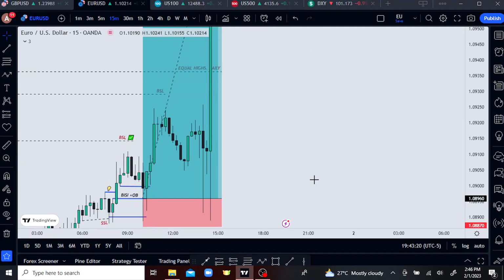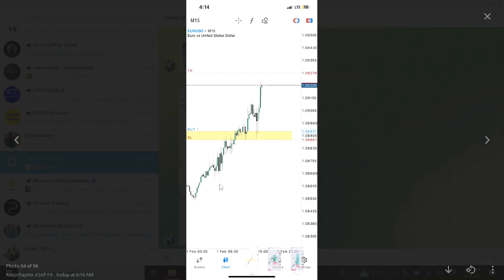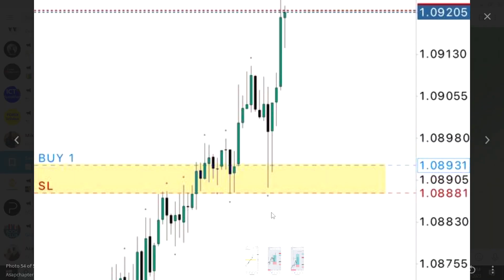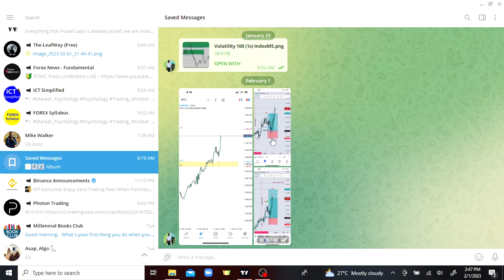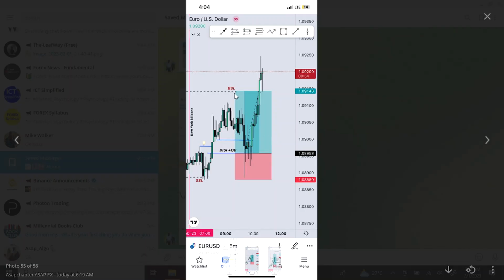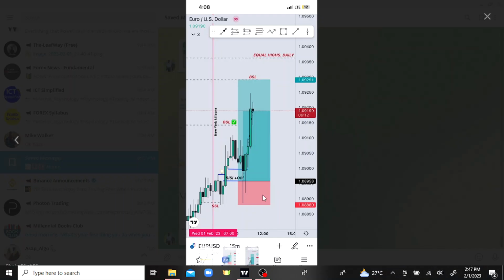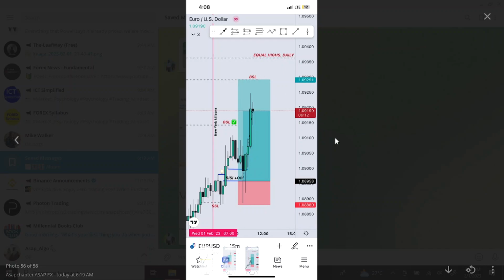Let me quickly show you my execution. So this was my entry. Boom. This was my entry. It was a very beautiful entry, and that was my first partial right here. I took some partials off here as well, and then I left something all the way up.